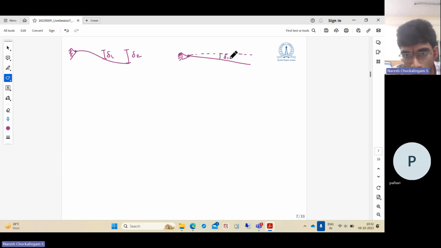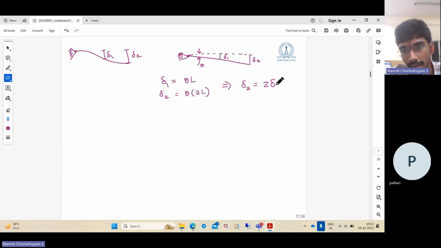This is delta 1. This is delta 2. And suppose this has rotated, the beam cannot translate, it can only rotate. If it has rotated by theta, in the small deformation range, you can say delta 1 is approximately theta times L, and delta 2 is approximately theta times 2L. What does this mean? Delta 2 is equal to 2 times delta 1. So this is an important geometric compatibility condition.